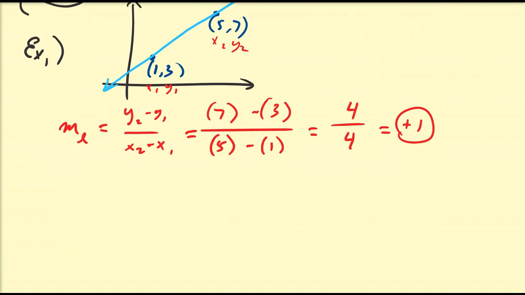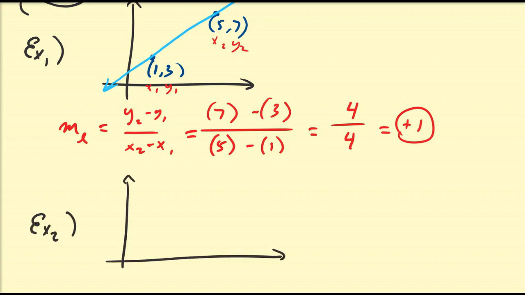So let's do another example. Example 2. Let's consider the point, again, 1, 3. And let's choose another point, say 5, 11. So 5, 7 used to be down here. So here's our old line. Now I'm considering this line here. I'm going to call this line L2.